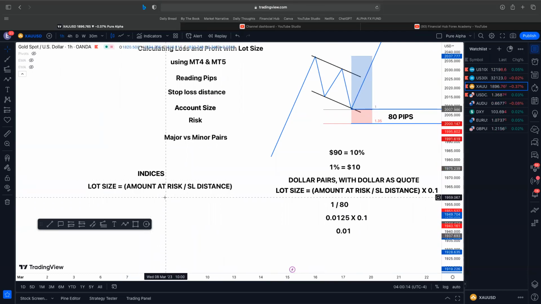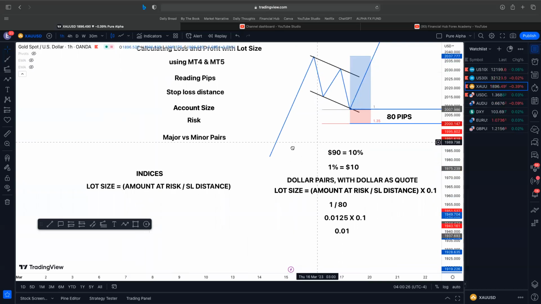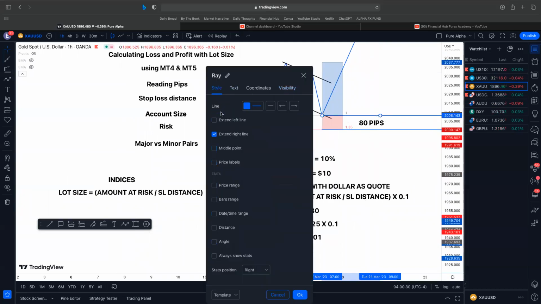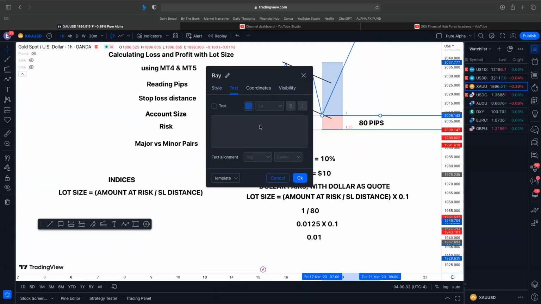So indices, for example, let's say you're trading the Dow Jones. Dow Jones is now trading, if you can see up here, or let's take this one, US 100, which is the Nasdaq, 12,200. So maybe you're trying to enter, let's say, for example, your entry point is at 12,200. Okay. Let's put this to the right.